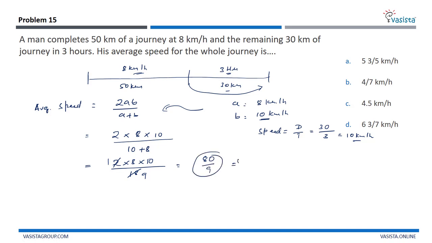Now I'll convert this into a mixed fraction. You know how to convert it. 80 divided by 9, 9 8s are 72, correct? 9 8s are 72. So the remaining number is going to be 8, correct?